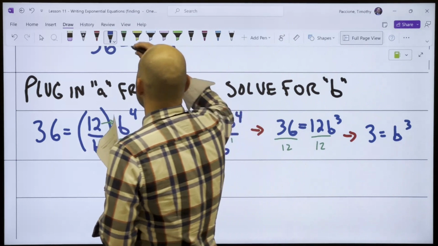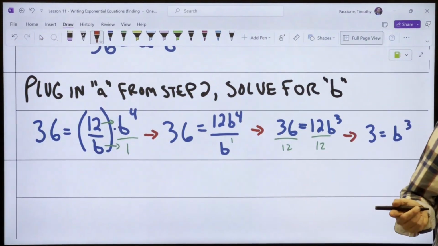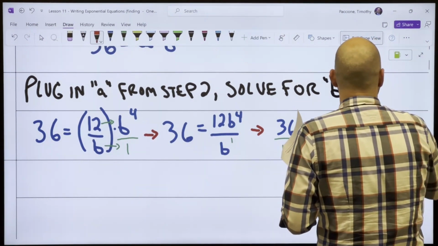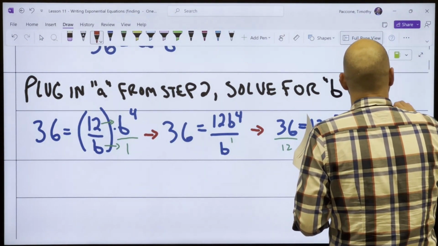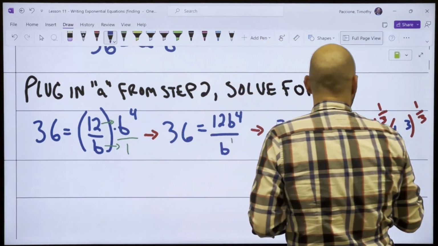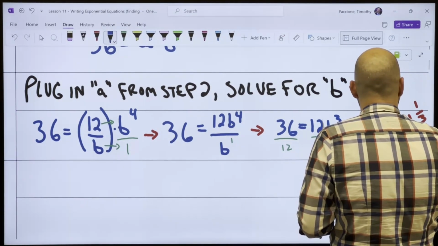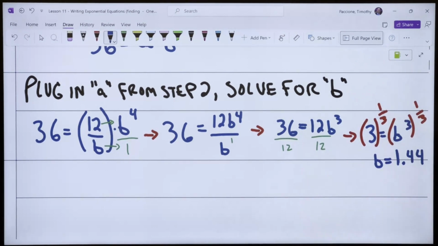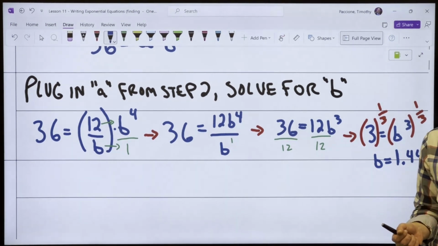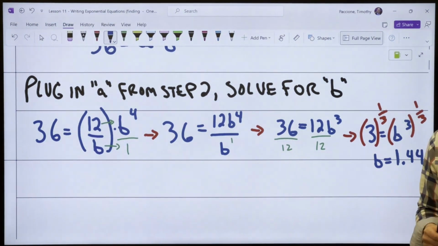And then how do I get b to the 3rd to just be b? Raise this to the 1/3, or take the 3rd root, whichever you prefer, right? So I'm going to raise this to the 1/3, raise this to the 1/3. You need your calculators because your b is about 1.44 rounded off, right? So again, that was never a b you were going to be able to do in your head in a table. You're always going to have to pick up a pencil for this one, okay? 1.44. I certainly couldn't do that in my head, okay?